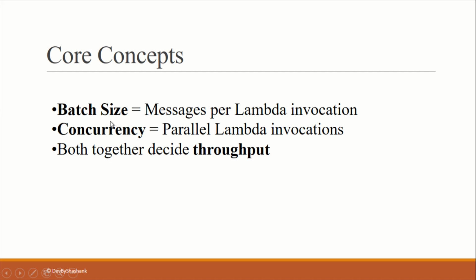So guys, before starting the demo, let's see what is batch size and concurrency. Batch size is messages per Lambda invocation, meaning how many messages a single Lambda can receive from SQS in a single invocation. And concurrency means how many Lambdas we can run in parallel to process the SQS messages. So guys, batch size and concurrency, these two decide the throughput of our processing system. So let's go to the AWS console.